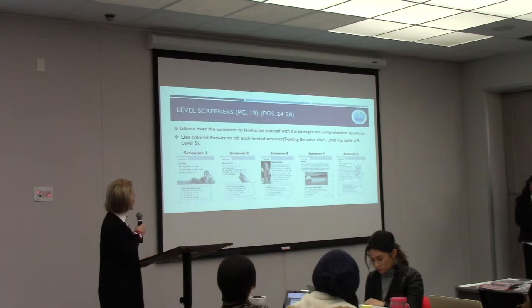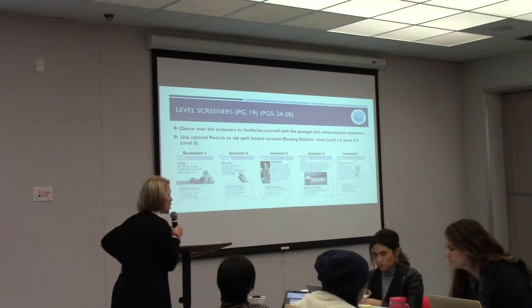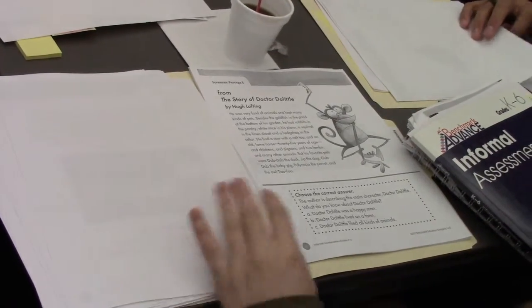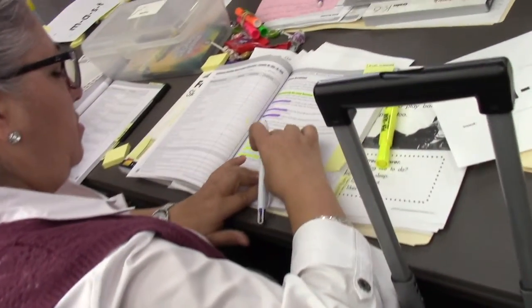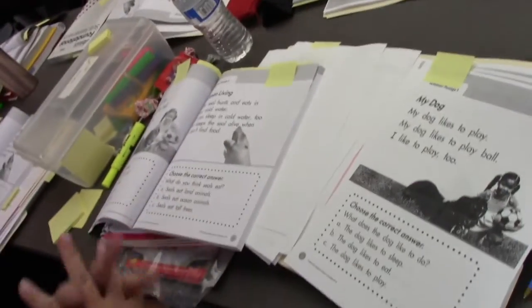Now I want you to glance over the screeners before we jump into practicing and listening to readers and taking notes. We're going to use some Post-its and tab the different screener levels. If you're in your informal assessments, page 25 is for passage 1 and 2. I would also add the grade band or grade level. Another thing, these screeners align to the levels of your guided reading books. Yes.